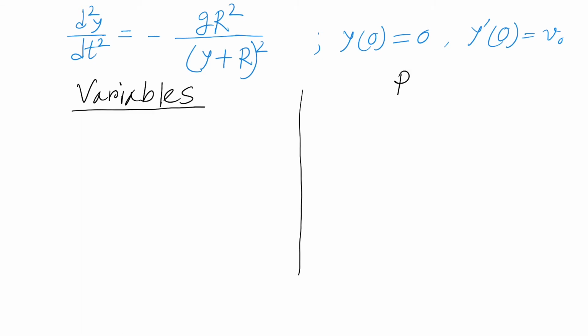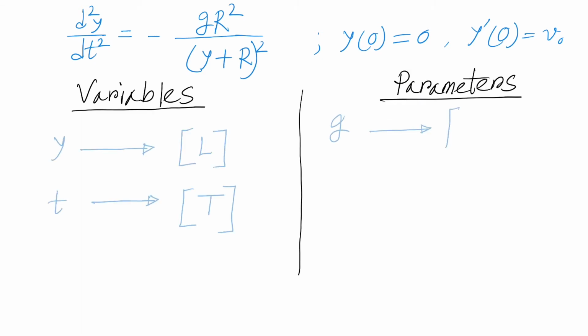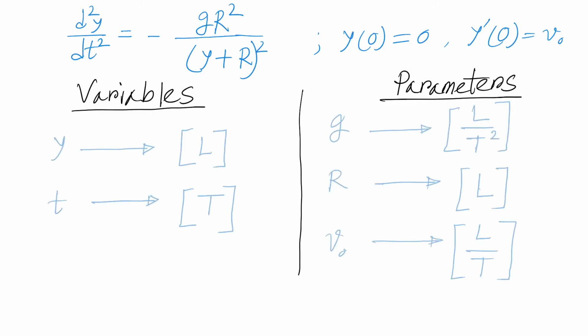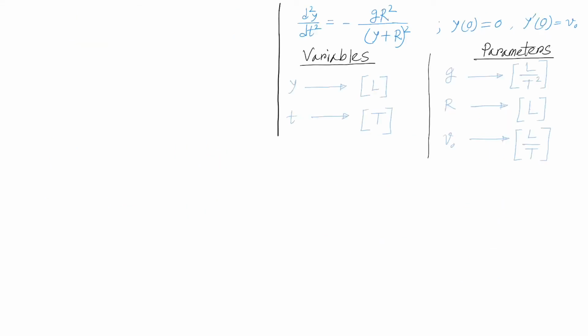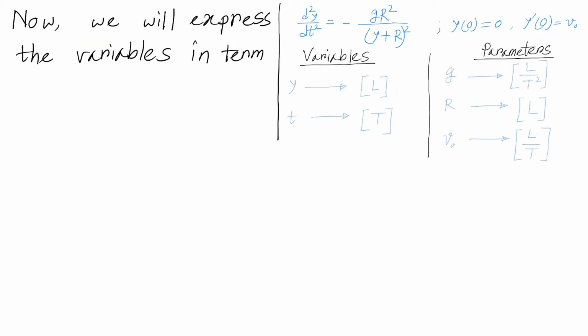In our equation, y, t are variables. Y is the dependent variable, t the independent variable. Y has the dimension of length, that means L. T has the dimension of time, that means t. Now the parameters. G has the dimension L per t square, R has the dimension L, V0 has the dimension L per t. Now express the variables in terms of parameters.